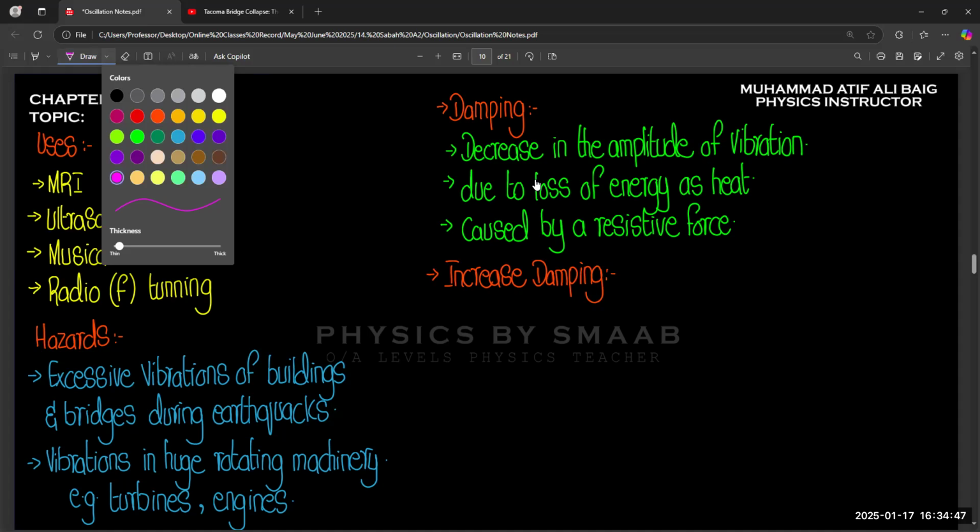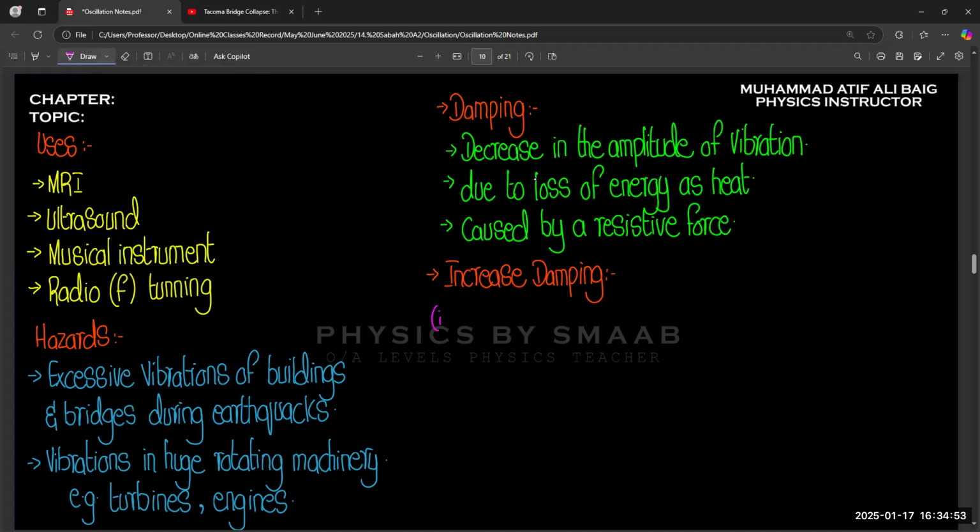Okay. And to increase the process of damping, we need to increase the surface area of the body. We can increase the surface area of the body by adding feathers or paper, cloth, etc. Because we know soft materials can absorb it.